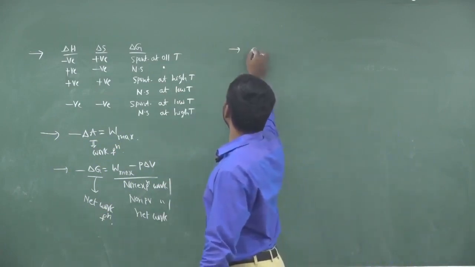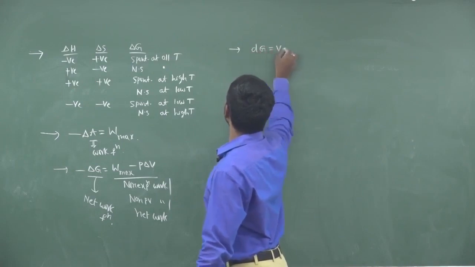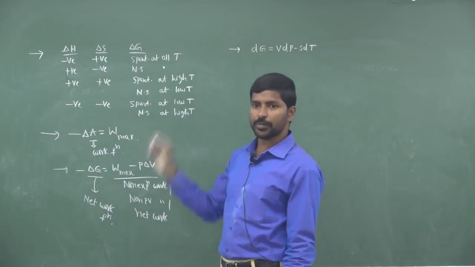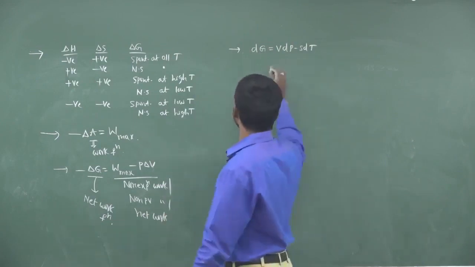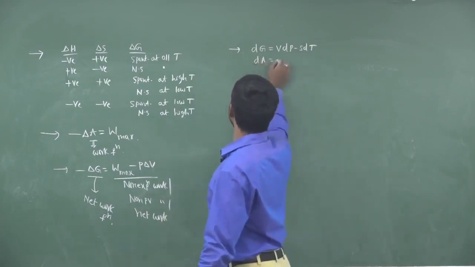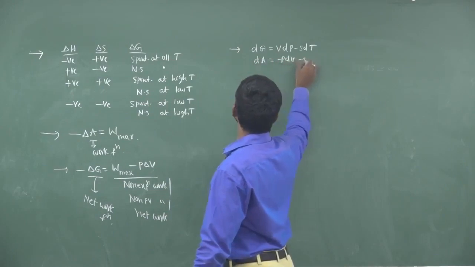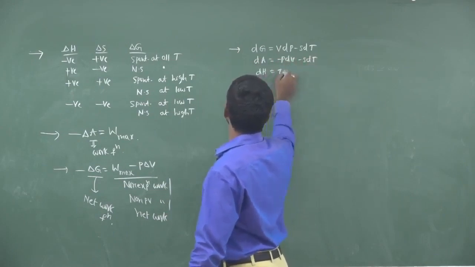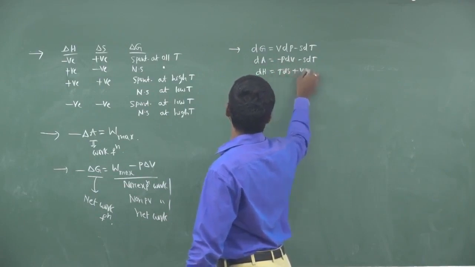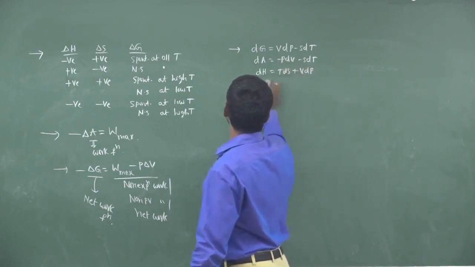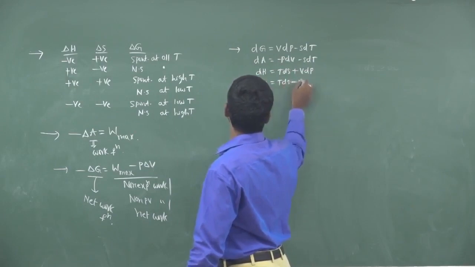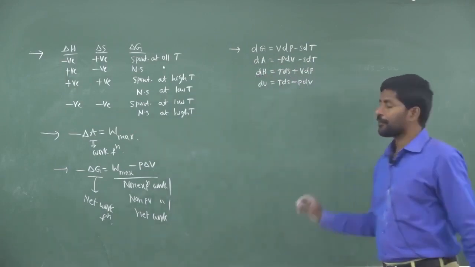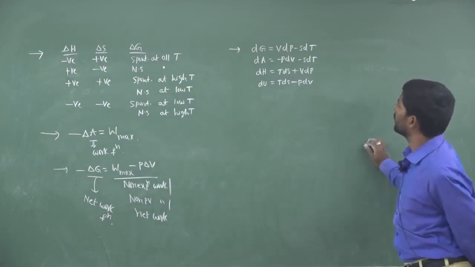What about Gibbs equations? dG is equal to VdP minus SdT, for open system or closed system? Closed system. dA is equal to minus SdT minus PdV. dH is equal to TdS plus VdP. dU is equal to TdS minus PdV. These are the Gibbs equations we have.